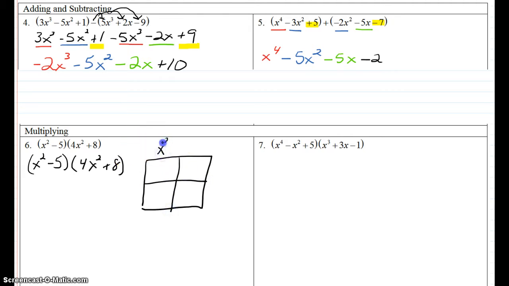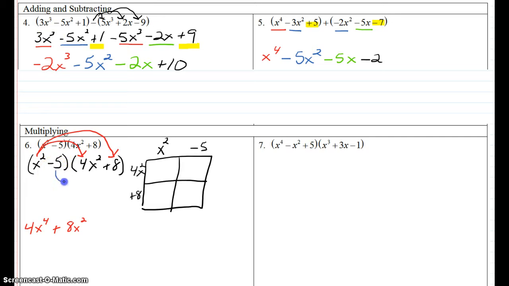So x squared minus 5, 4x squared plus 8. Either way you do it, you're going to end up with the same answer. So x squared times 4x squared, I'll write it down here, 4x to the 4th, and then an x squared times 8 gives me a positive 8x squared.